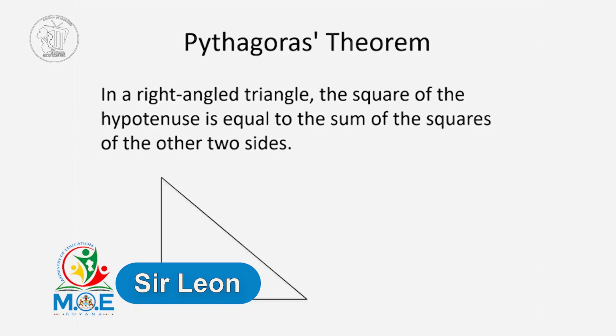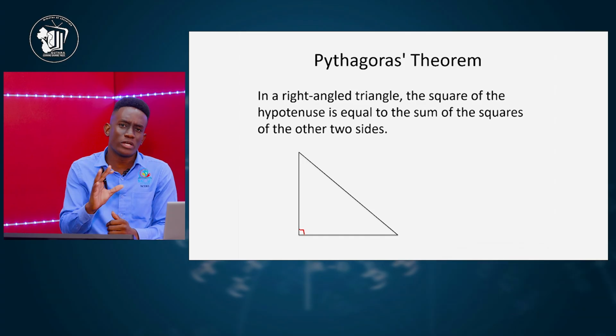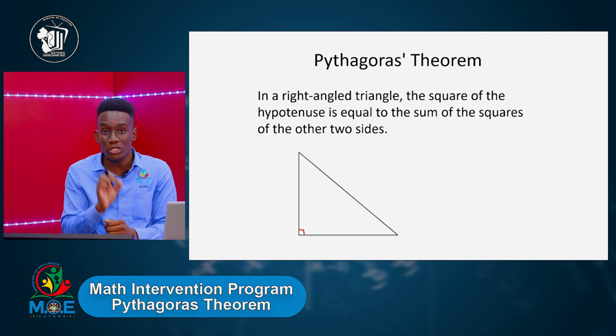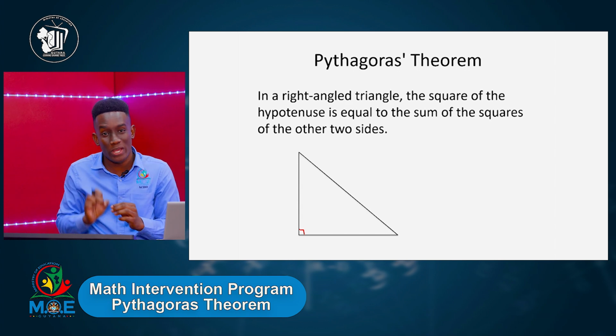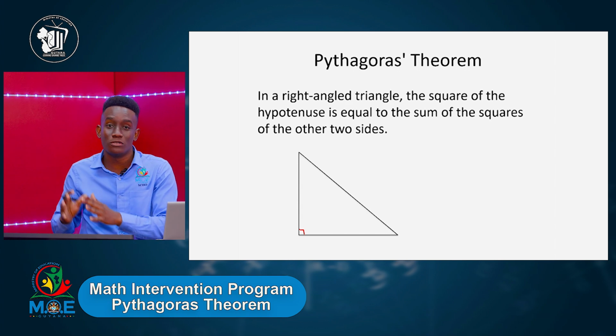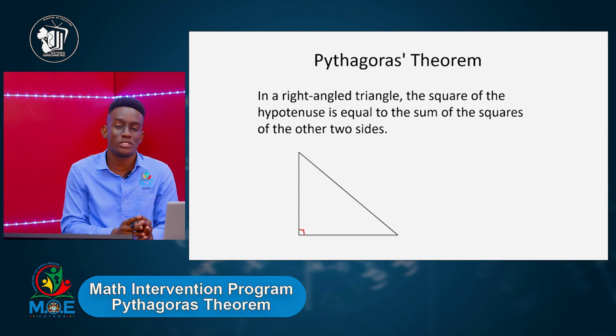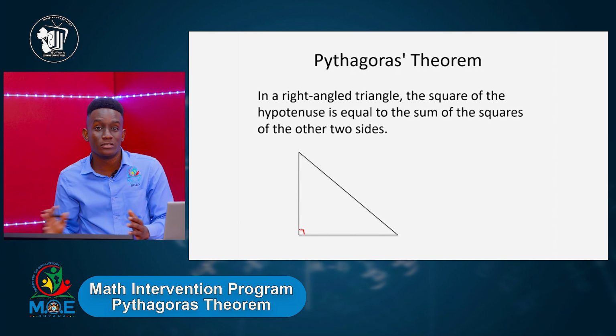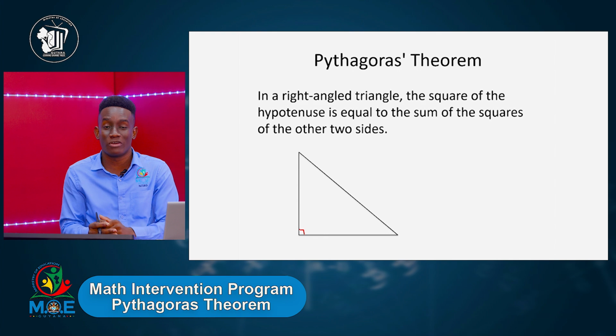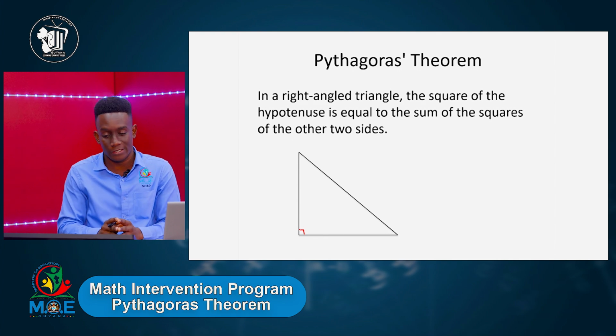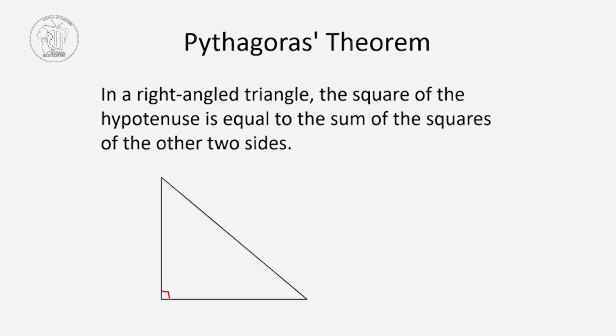So first of all, what is the Pythagoras Theorem? The first thing that we must know is that we only use the Pythagoras Theorem when we are dealing with right angle triangles only. We cannot use it when we are dealing with equilateral triangles, scalene triangles, or any other type of triangle other than a right angle triangle. The theorem says, in a right angle triangle, the square of the hypotenuse is equal to the sum of the squares of the other two sides.